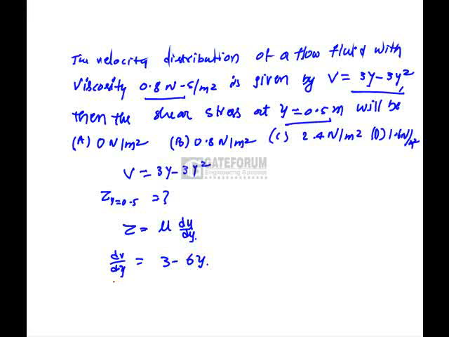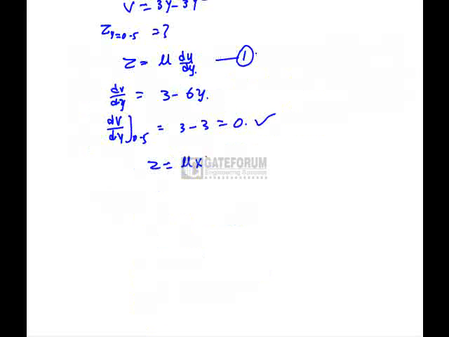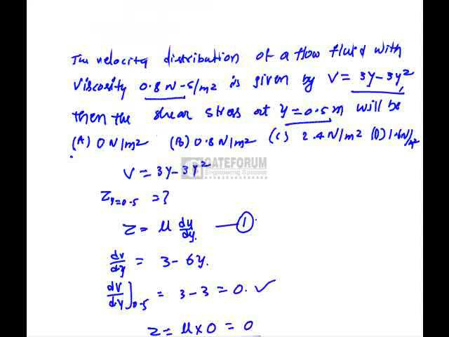At y is equal to 0.5, dv by dy is equal to 3 minus 3, that is equal to 0. By substituting this value in equation 1, tau is equal to mu into dv by dy at 0.5, which is 0, that is equal to 0. So option A is correct.